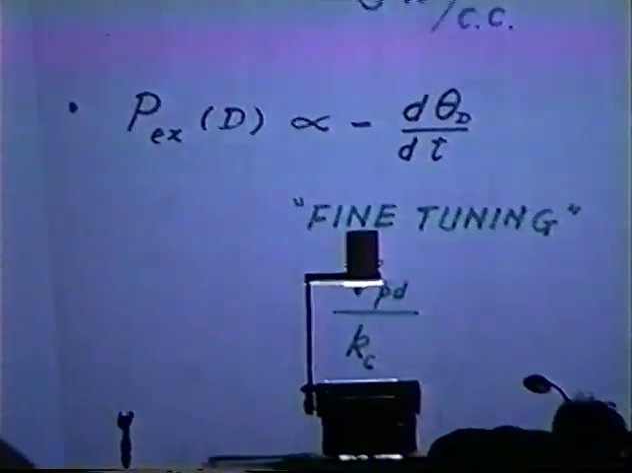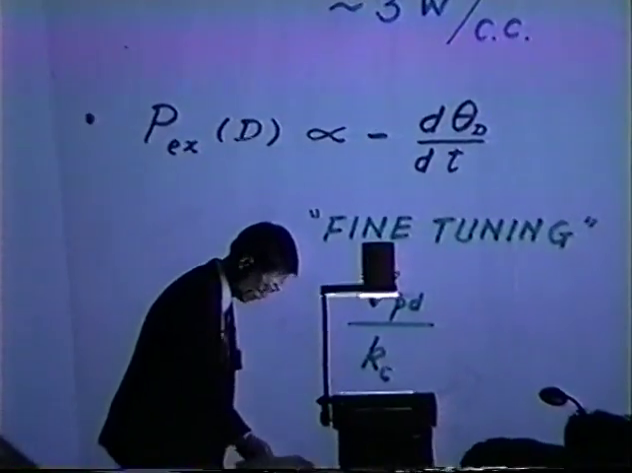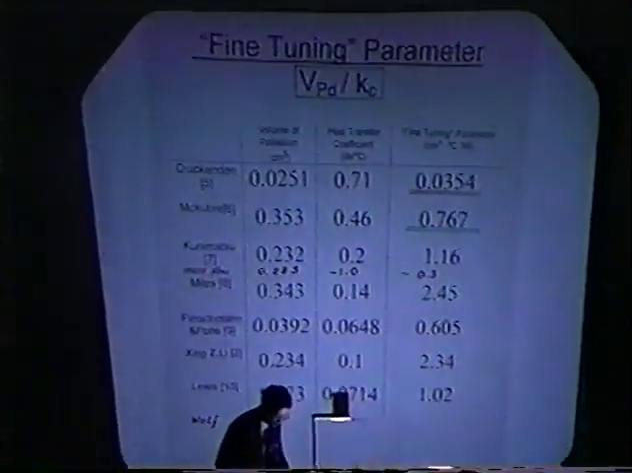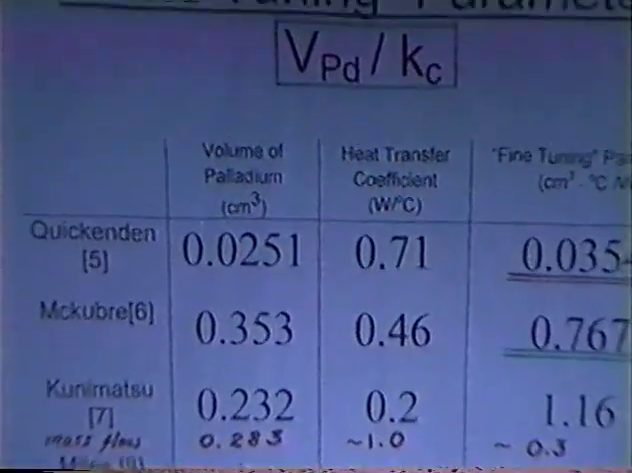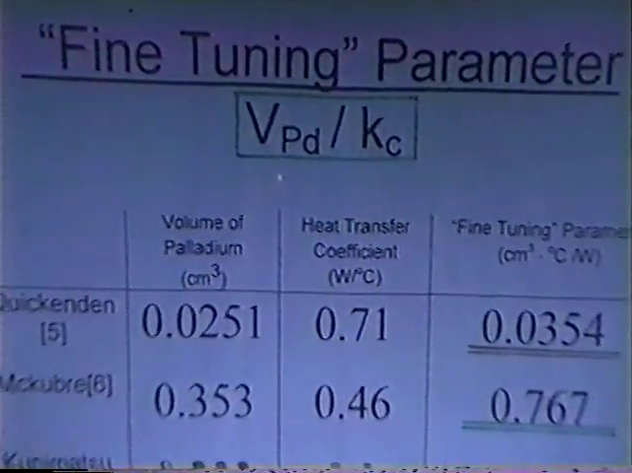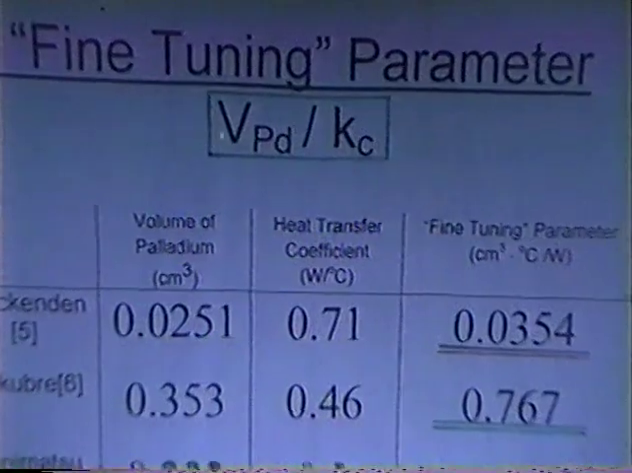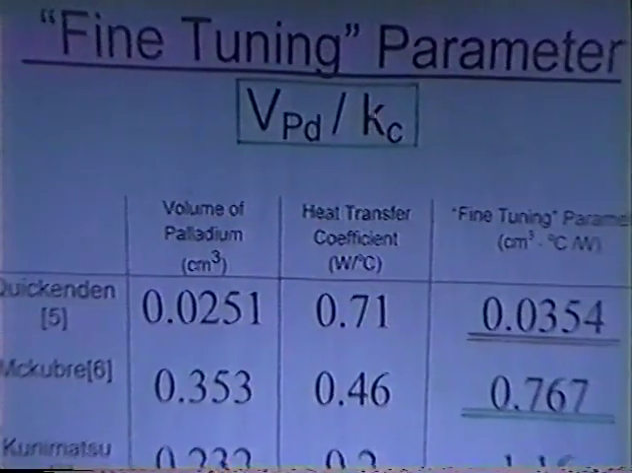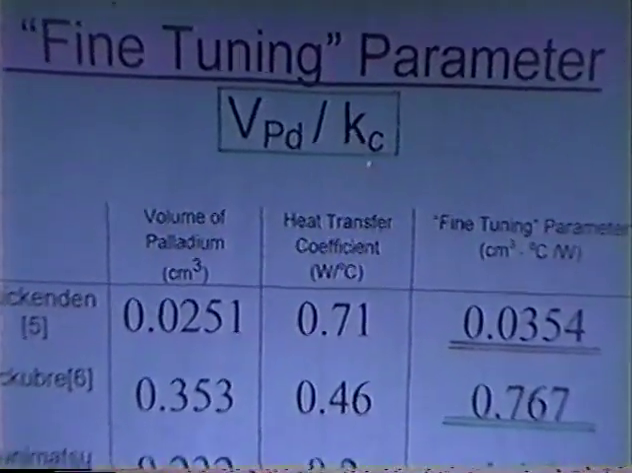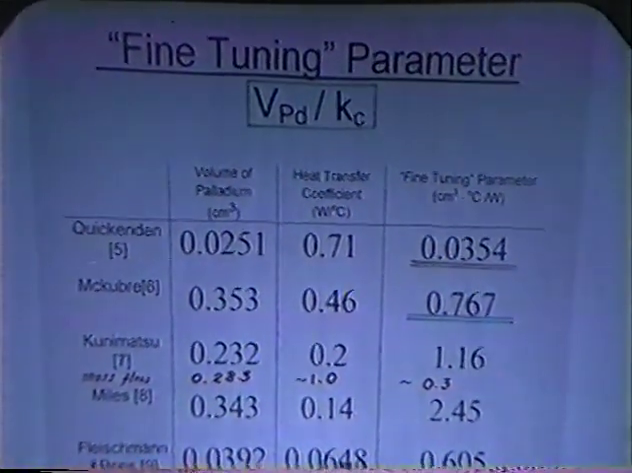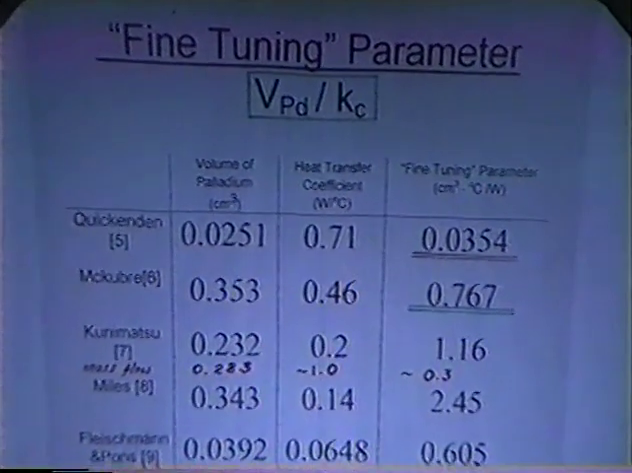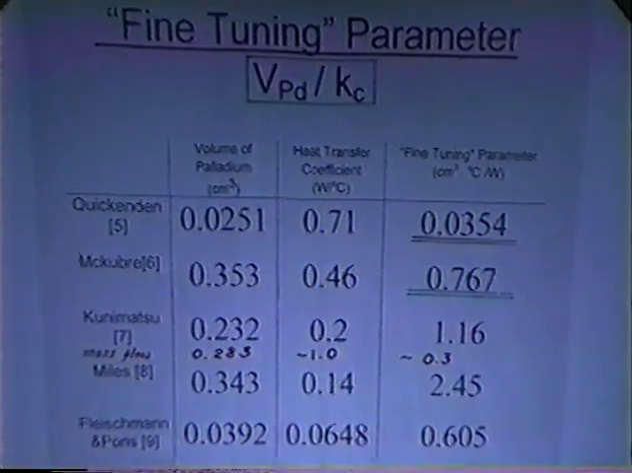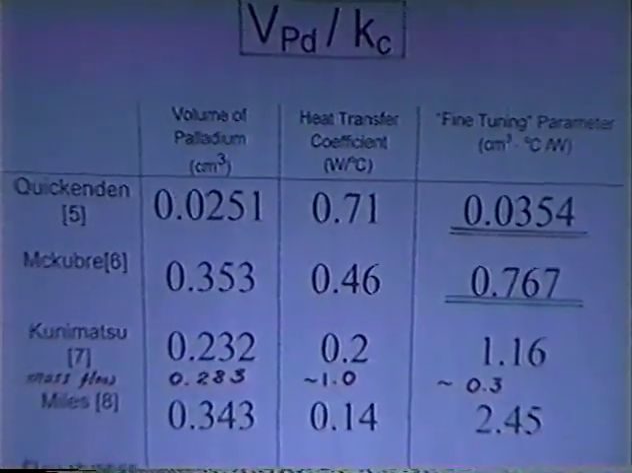So I want to put up my last page. This is a list for the fine-tuning parameter. This number is the volume of the palladium sample. This is the heat transfer coefficient. Here are two positive experiments done by Makoto and Kunimatsu. In fact, I really need this data to persuade all the opponents in China.